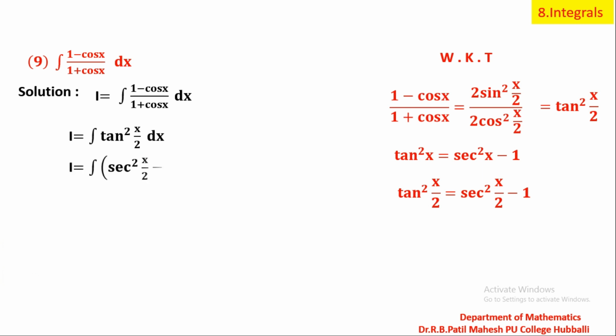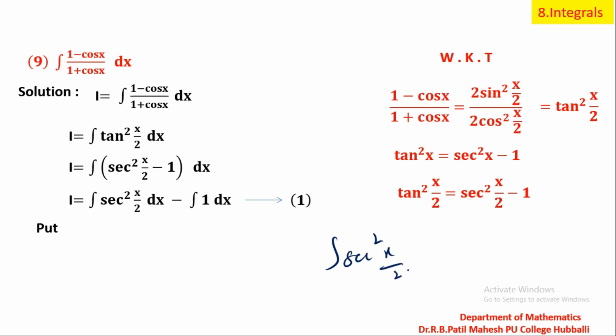So I am going to replace tan square x by 2 with secant square x by 2 minus 1, taking the integration for both the functions, and very important, keep this as equation number 1. Dear students, you don't have secant square x by 2 in the list of formulas of integration. You have only integration of secant square x dx as tan x. To simplify that, I am taking the help of substitution, that is put t equal to x by 2 and differentiate with respect to x, that is dt by dx is equal to 1 by 2.